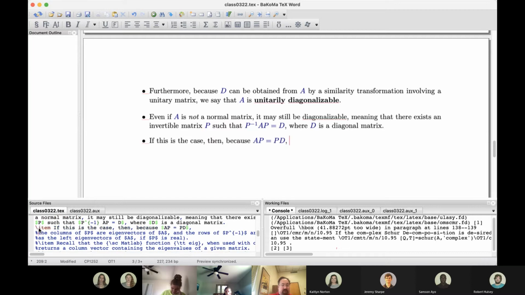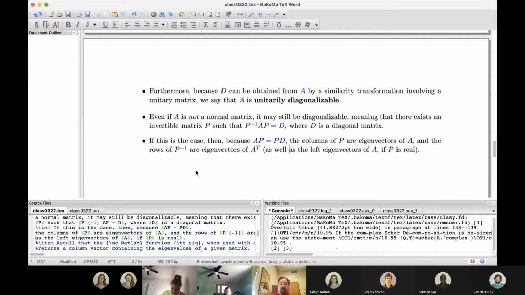So what we know is we have this situation. A times P is P times D. If you just take this equation and multiply both sides on the left by P inverse, then you get this. And so the columns of P are the eigenvectors of A. Also, the rows of P inverse are the eigenvectors of the transpose, which also are the left eigenvectors of A, assuming that P is real.